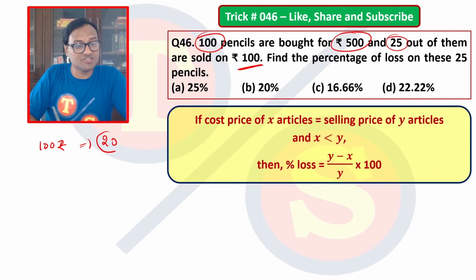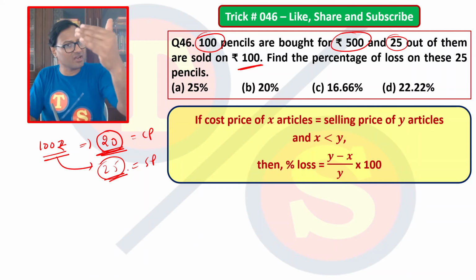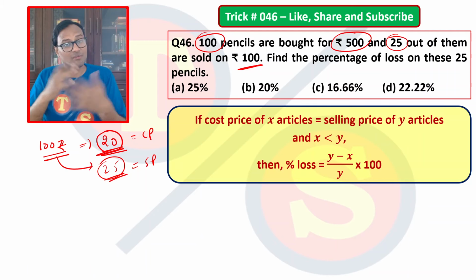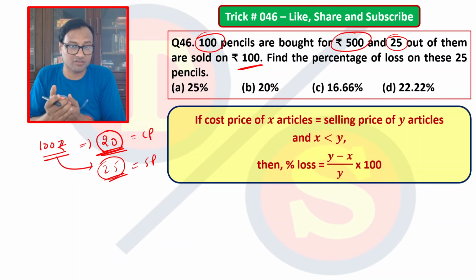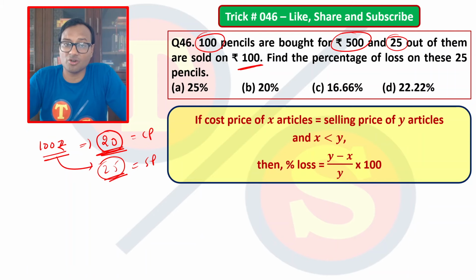So the CP of 20 pencils is equal to the SP of 25 pencils. On 100 rupees, I could buy only 20 pencils, but on 100 rupees, I am selling 25. So basically, I have reduced the price. On the same amount, I am selling more number of articles. Means the price per article has decreased, which increases my loss. So basically, it is a condition of loss.